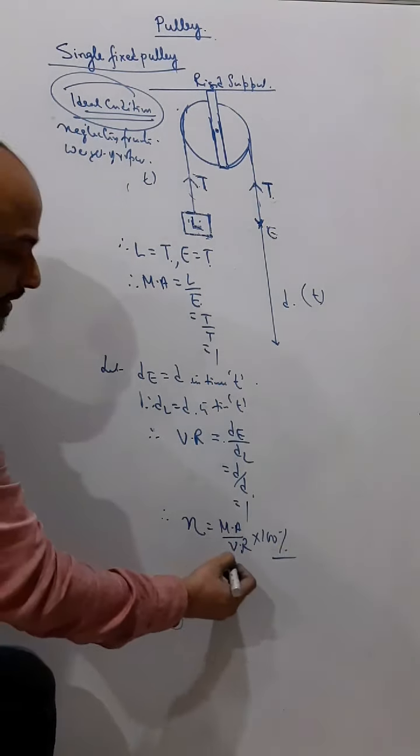So in ideal condition, we can say the mechanical advantage of a single fixed pulley is 1, the velocity ratio is 1, and the efficiency is 100%, but in ideal condition.